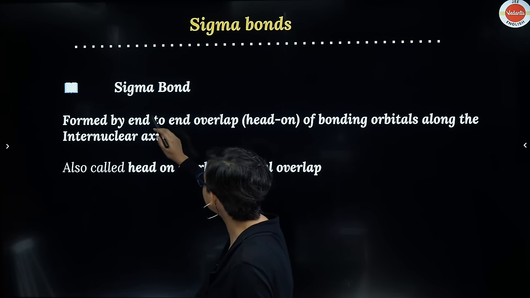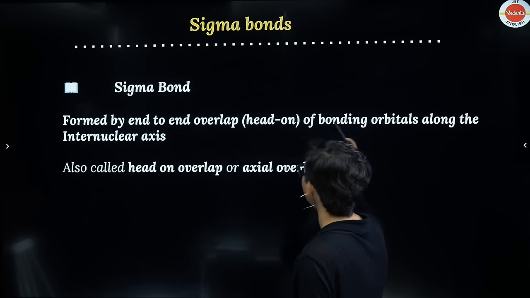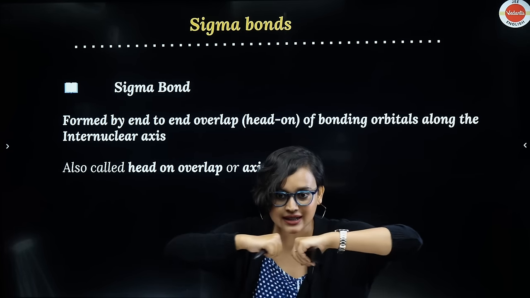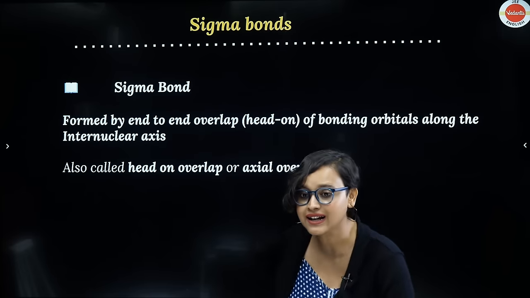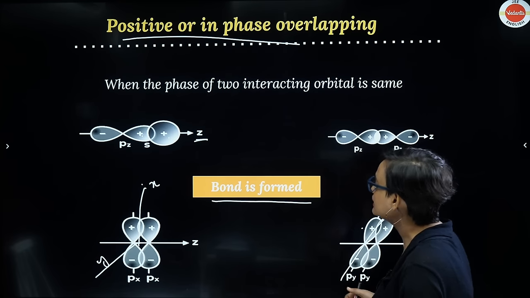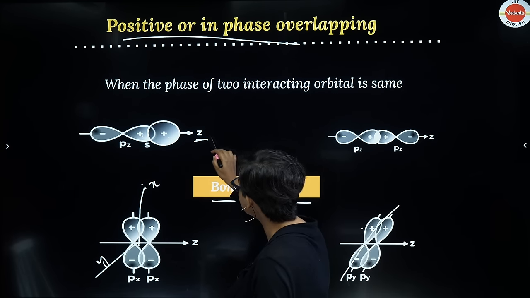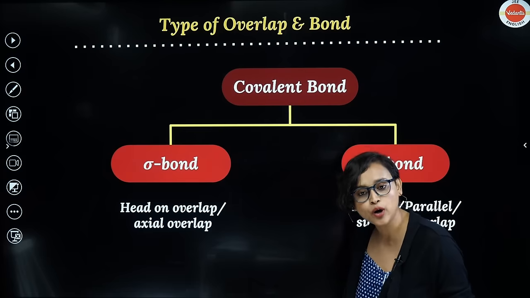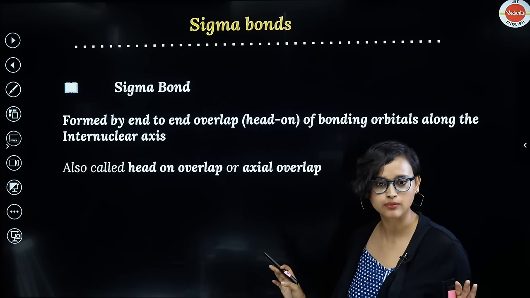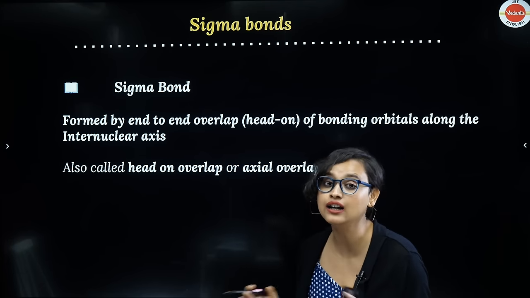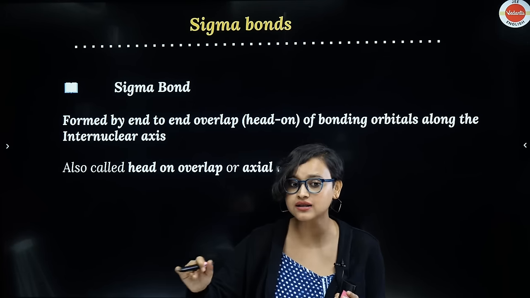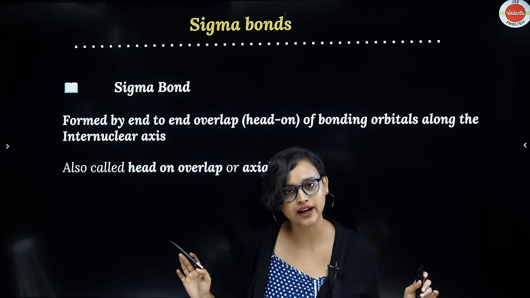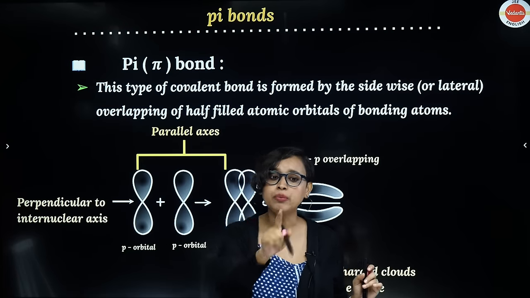So the sigma bond is formed by end-to-end overlap, head-on collision of bonding orbitals along the internuclear axis. For example, let me show you this. Along the axis, this is a head-on collision, so this is going to be a sigma bond. It is also called axial overlap because it's happening on the axis, or it is just called head overlap. Got it? Now, we come to the pi bond.